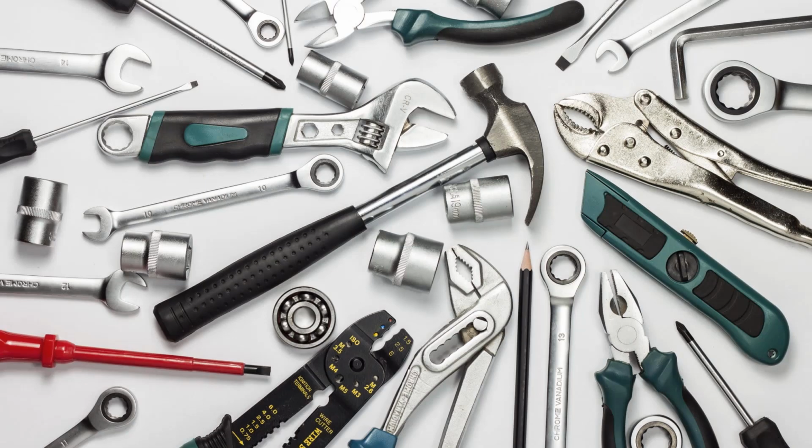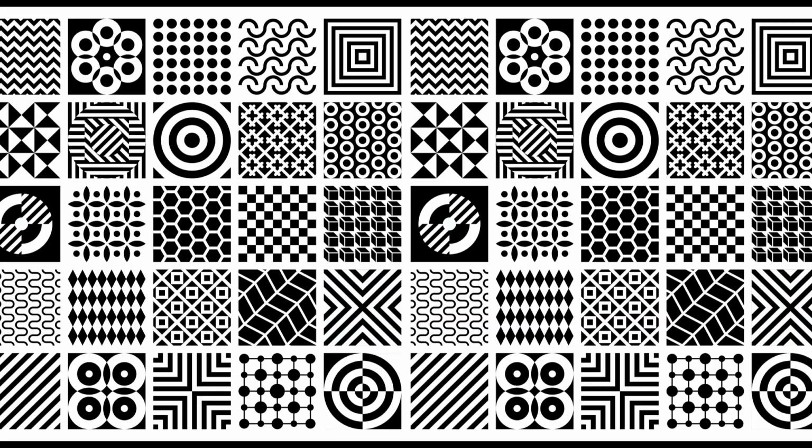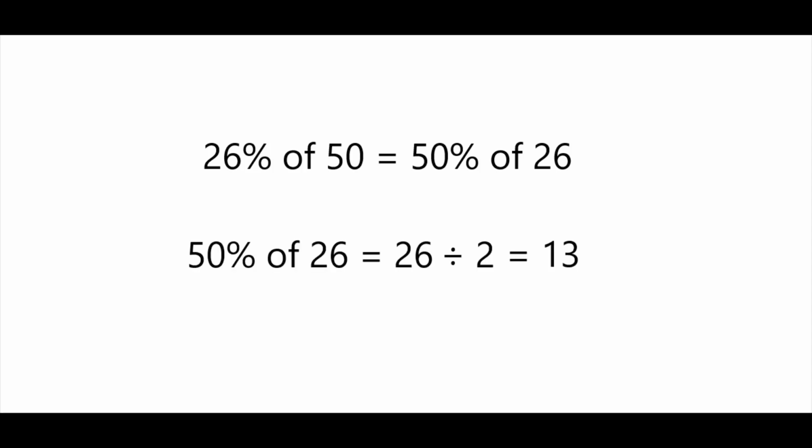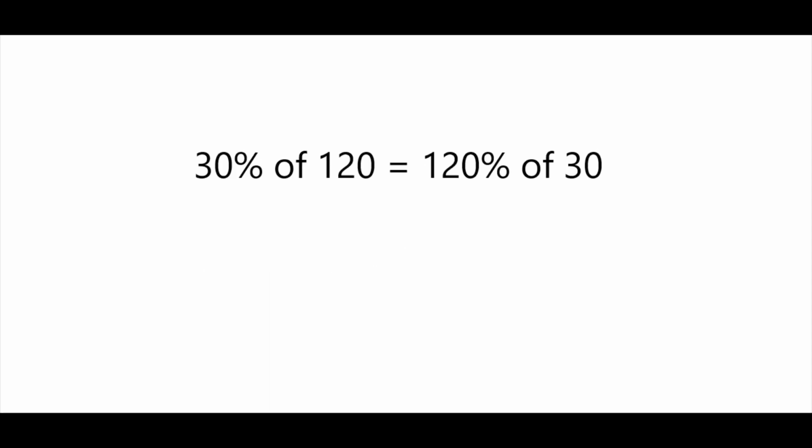And the last pattern I want to talk about is with percentages. Basically, a percentage of a number can essentially be the inverse of itself. So let's say, for example, 26% of 50 is the same thing as 50% of 26. This can be really helpful because you might not know 26% of 50, but we do know that 50% or half of 26 is 13. This works with any percentage of any number. So 30% of 120 is 120% of 30.